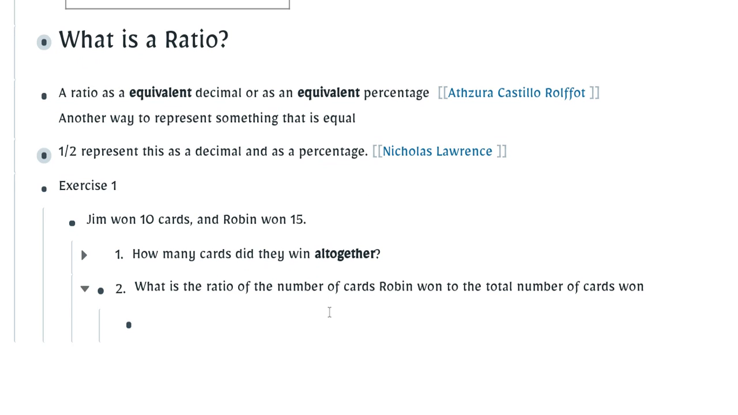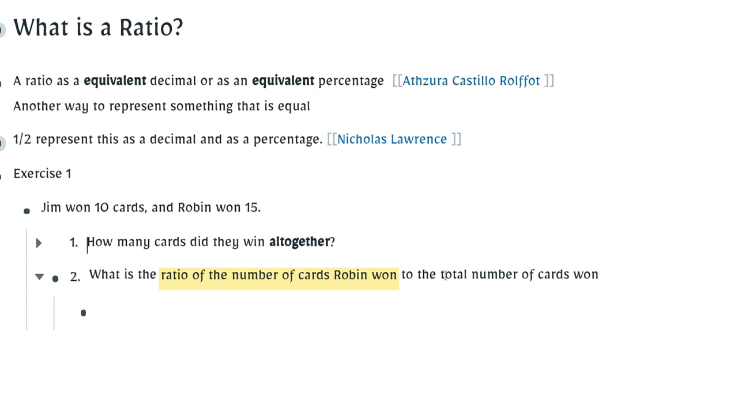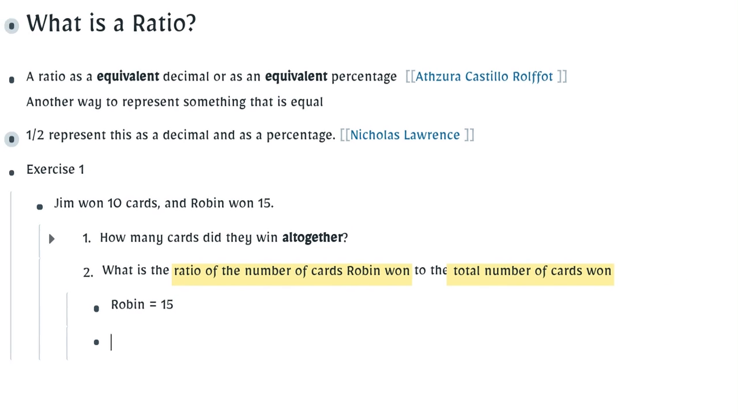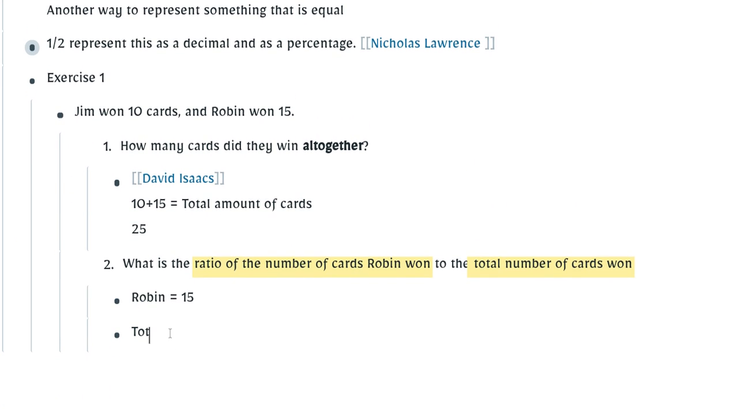Good, sir. All right. So the question asks you for two things. Let me highlight them for you. Firstly, it asks you for the ratio of the cards Robin won to the total cards won. So firstly, just tell me, how many cards did Robin win? So we say Robin is equal to how much? 15. And how many cards were in total, from what David said? Total. 25 cards. 25.